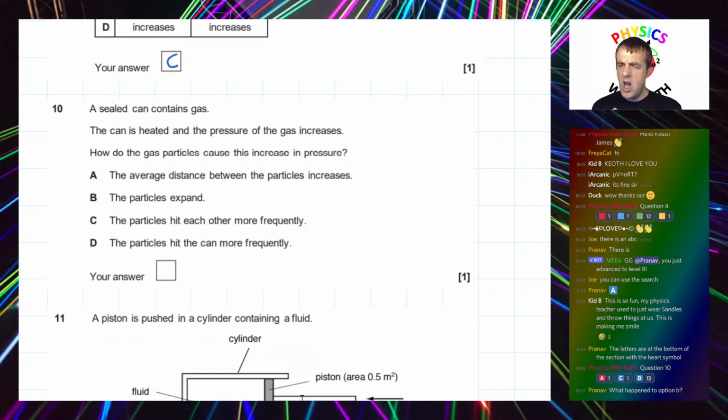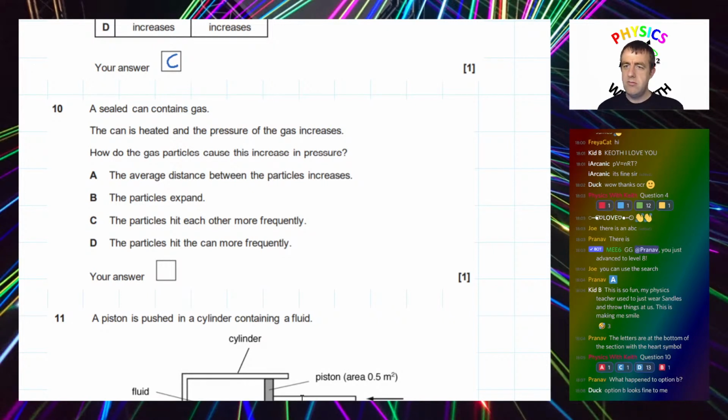I don't know. I didn't unvote for B, so I don't really know what happened to that, Pranav. How very curious. Fascinating. Oh, it's just appeared on the right-hand side. Okay. So, no, I think you've all got it.